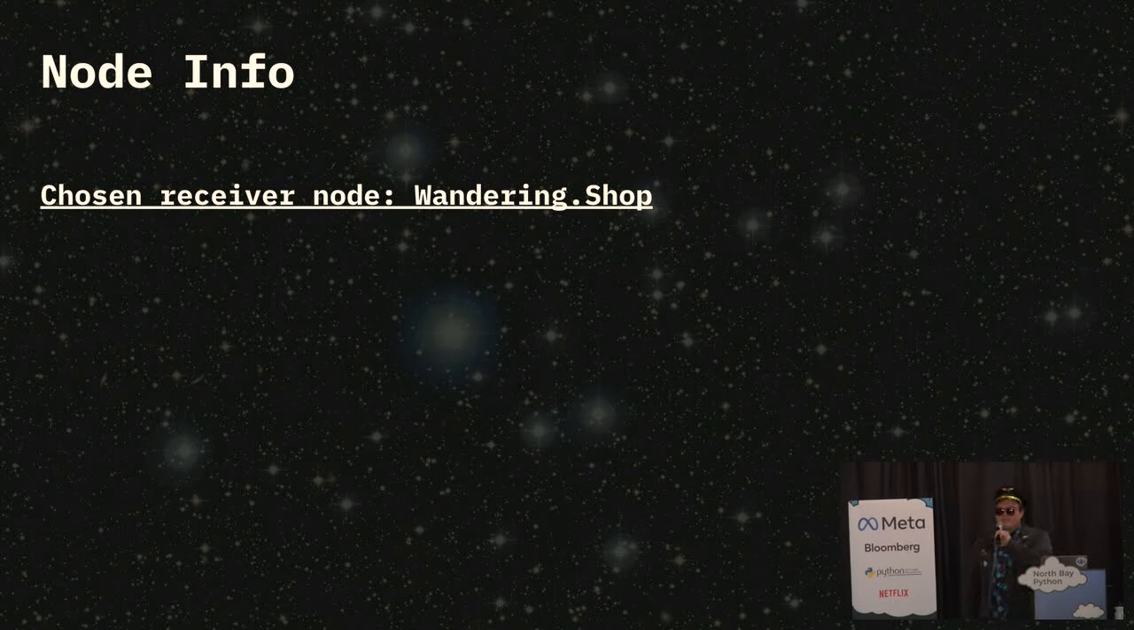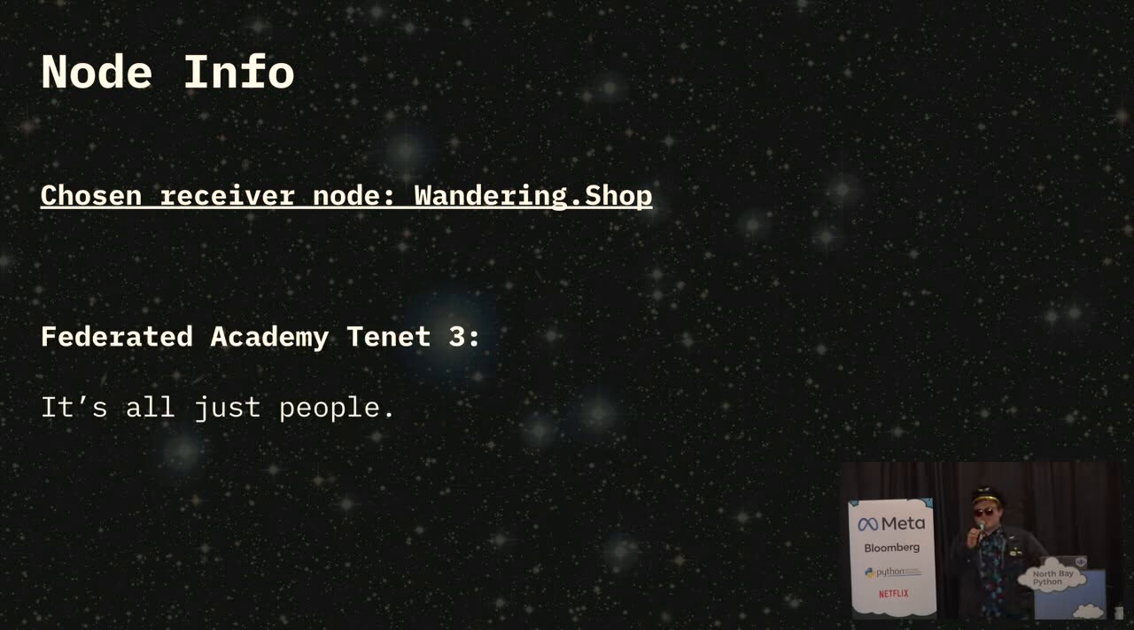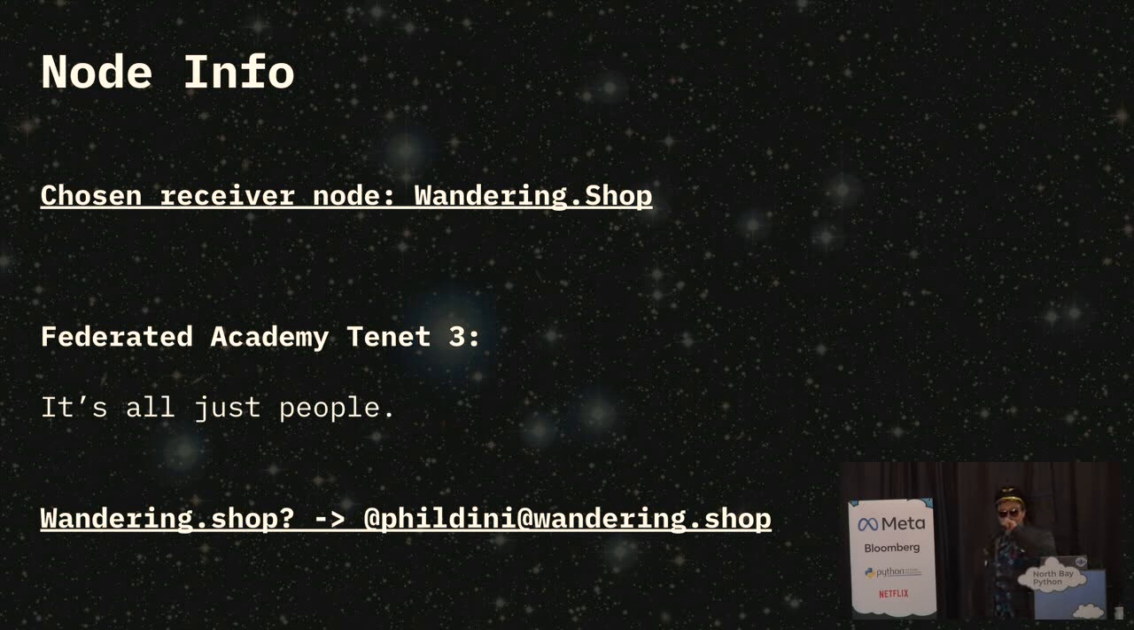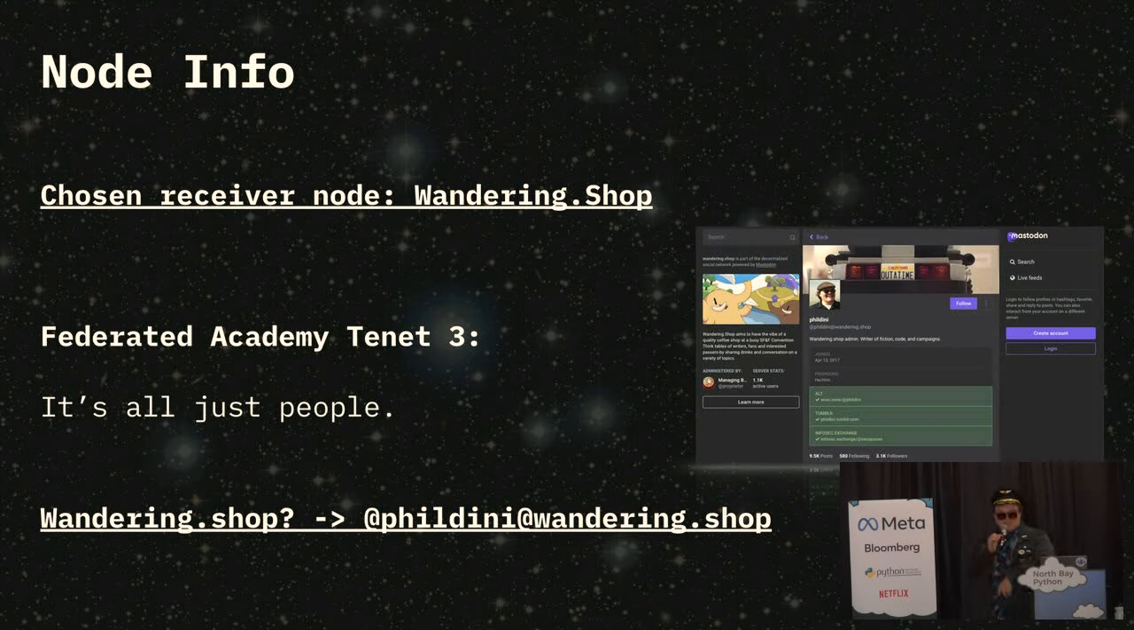So we're going to start by making that contact with a federated node. Our chosen receiver node is wandering.shop. I happen to already have an account there. It'll be fine. Now, the important thing to remember about the Fediverse is it's all just people. A server without people is just an empty box, and an empty box is a misuse of resources that should be reported to your nearest automation center. So really, we need to make contact with my account, Fildini at wandering.shop. It's going to look like this.